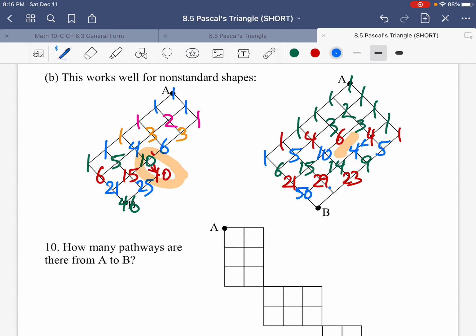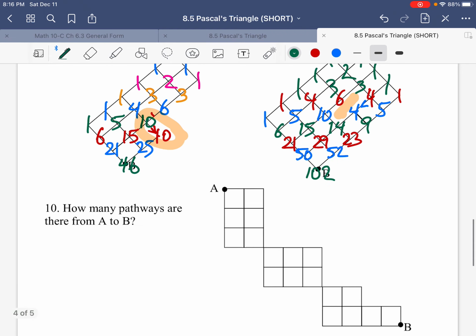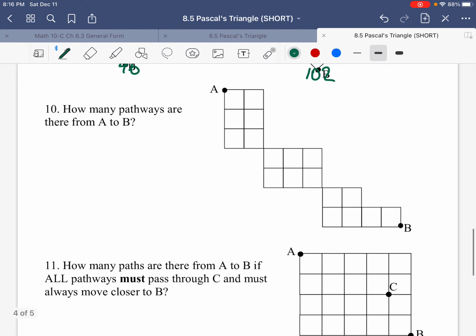21, 29, 23, 21, 29 is 50, 29, 52, 102. Now there's no way you can do that with a combination, nCr calculation. You have to be able to count it.